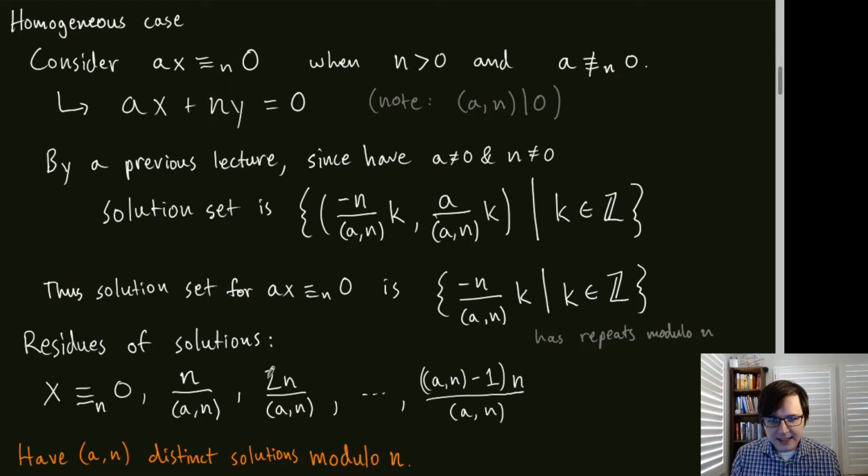So to get this, all we have to do is observe the following. First of all, n was positive, right? And the GCD of a and n is positive, and that's because both a and n are non-zero. So that means that this is positive.